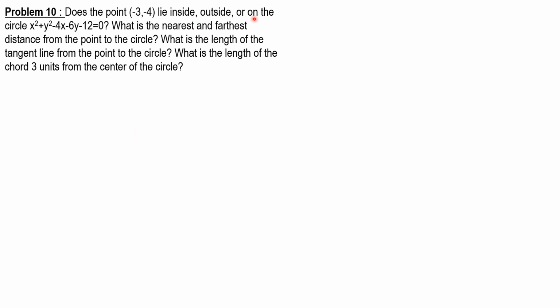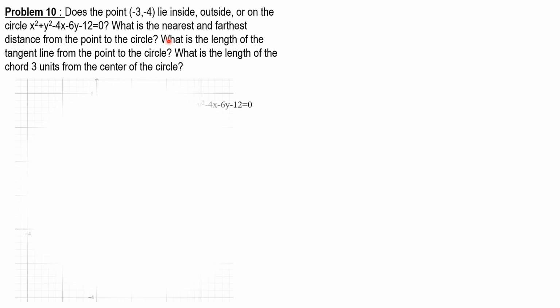The point lies on the circle if the distance between the point and the center is equal to the radius of the circle. The center is at negative 1/2 of negative 4, so 2, and negative 1/2 of negative 6, which is 3. So the center is (2, 3). The radius is 1/2 of the square root of 4 squared, 16, plus negative 6 squared, 36, minus 4 times negative 12, so plus 48, which is 100. Square root of 100 is 10, divided by 2 is 5. The radius is 5, and the center is at (2, 3).